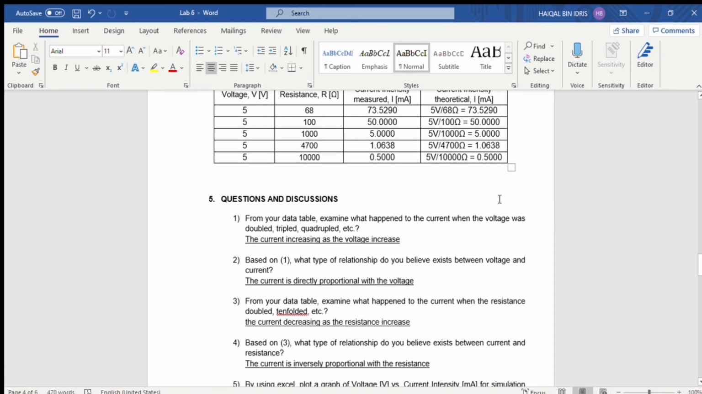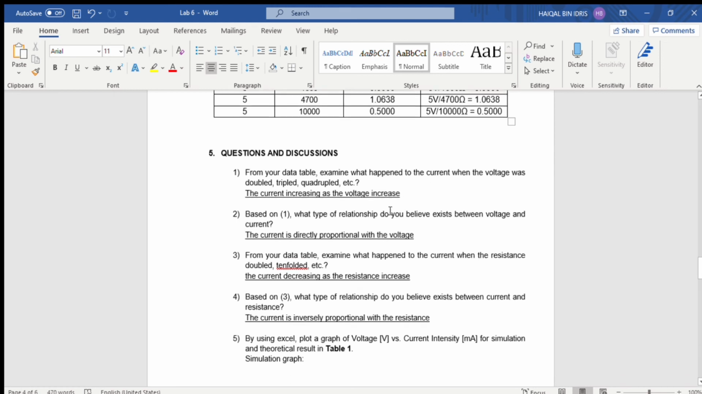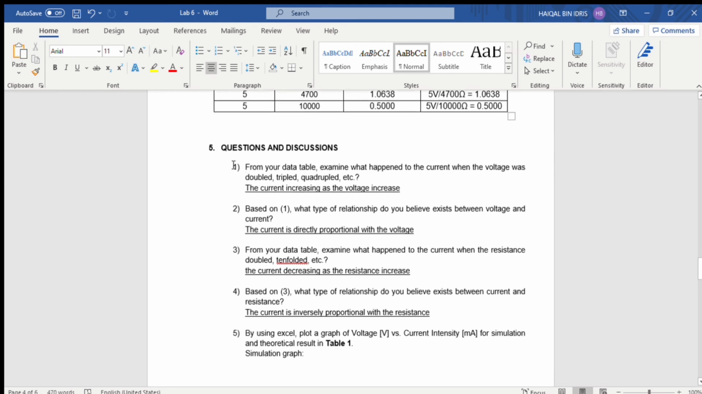Okay, let me start from number 1. From your data table, examine what happened to the current when the voltage was doubled, tripled, quadrupled, and so on. So the answer is the current increases as the voltage increases. Number 2 is based on number 1. What type of relationship do you believe exists between voltage and current? The answer is the current is directly proportional to the voltage.